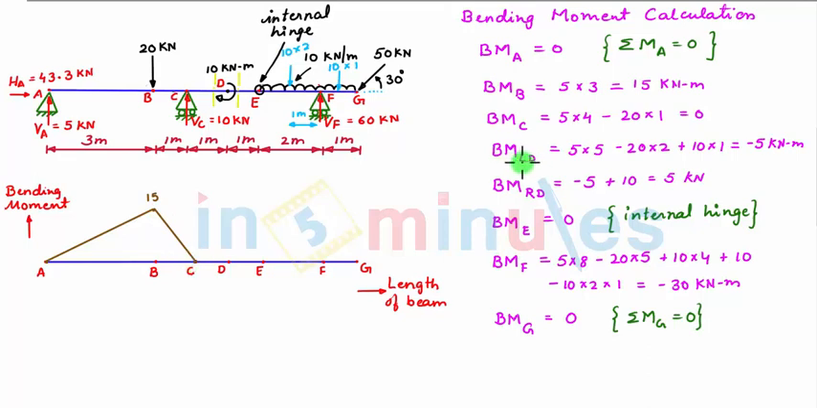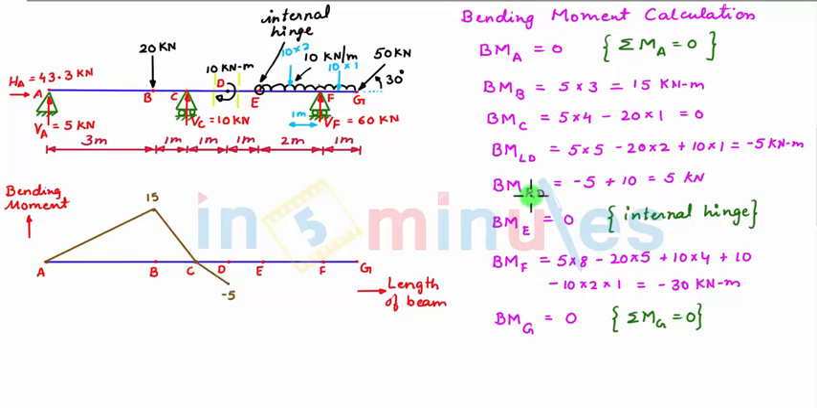Now bending moment towards left of D is minus 5 kilonewton meter. So at point D, let us plot minus 5 kilonewton meter bending moment. Now between point C and D, there is no load, so let us connect it with an inclined straight line.